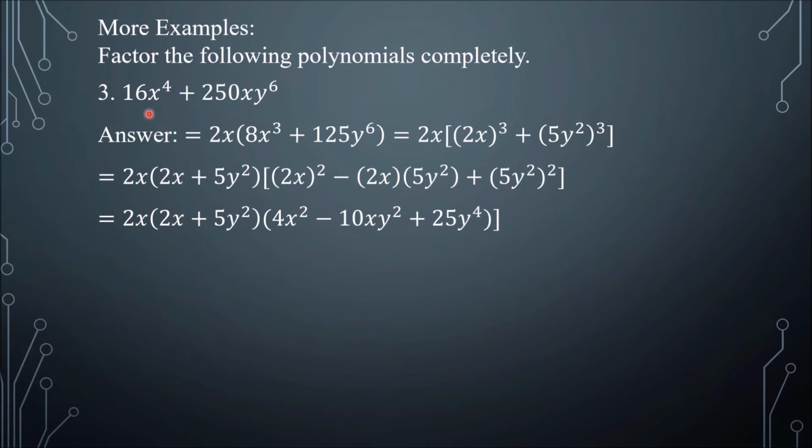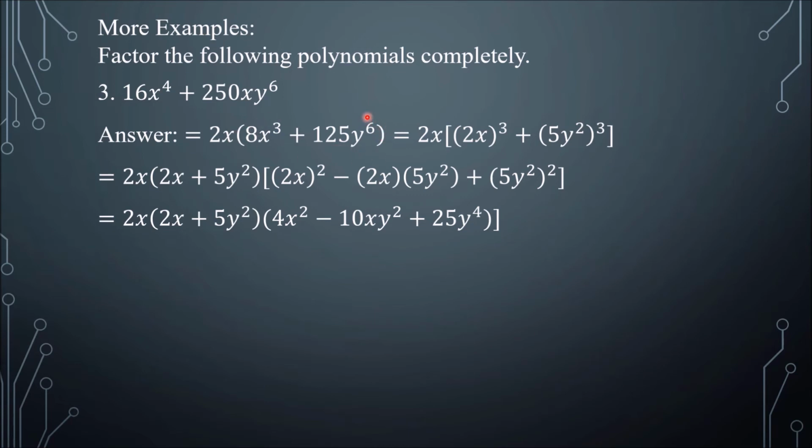Next, number 3, 16x raised to the fourth, plus 250xy raised to 6. So in this case, this binomial has a common factor of 2x. So extracting 2x, 16x raised to the fourth divided by 2x is 8x cubed. 250xy raised to 6 divided by 2x is 125y raised to 6.